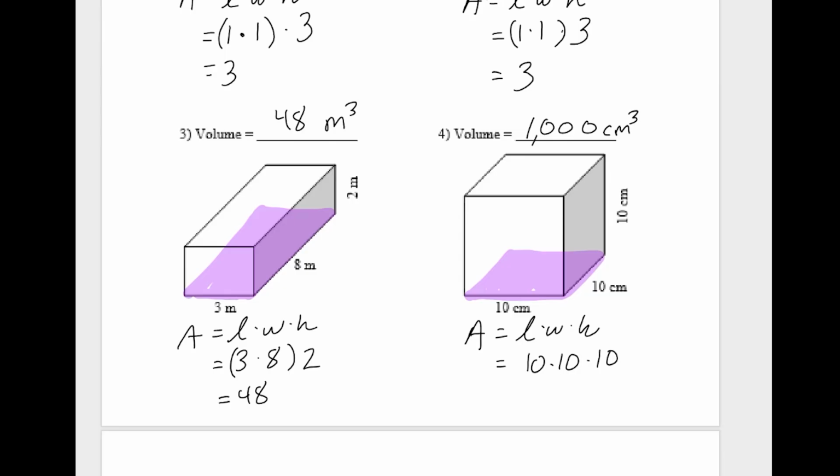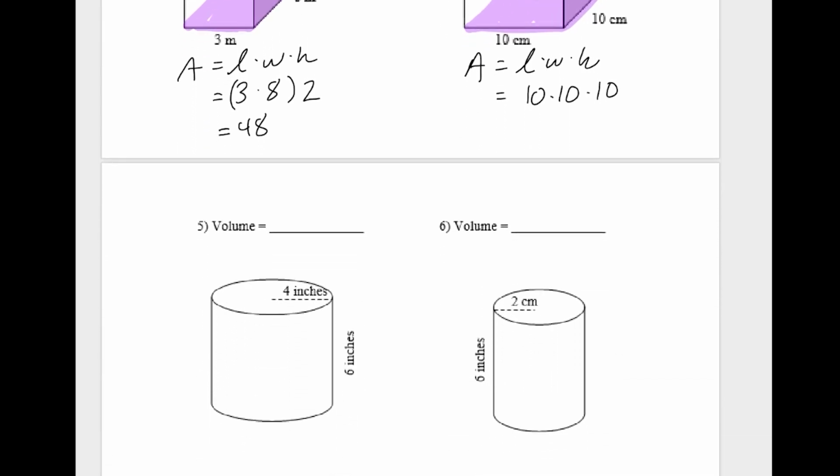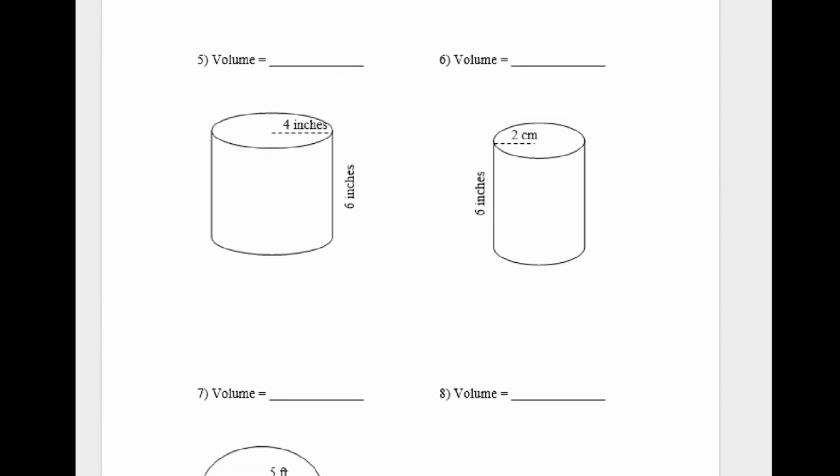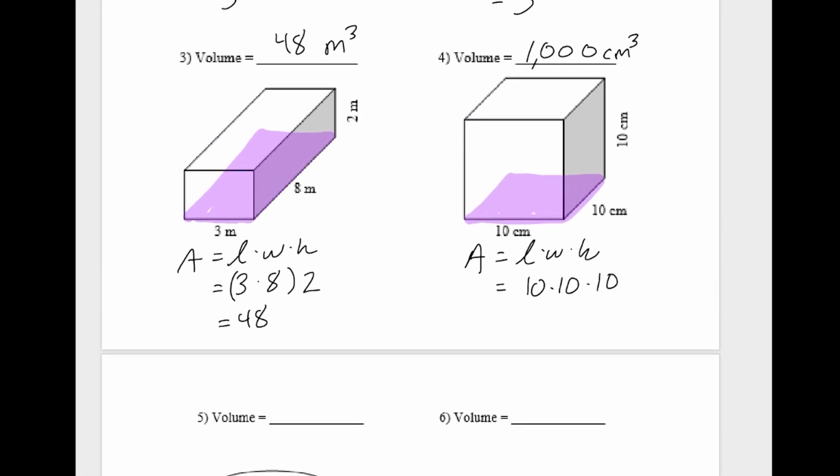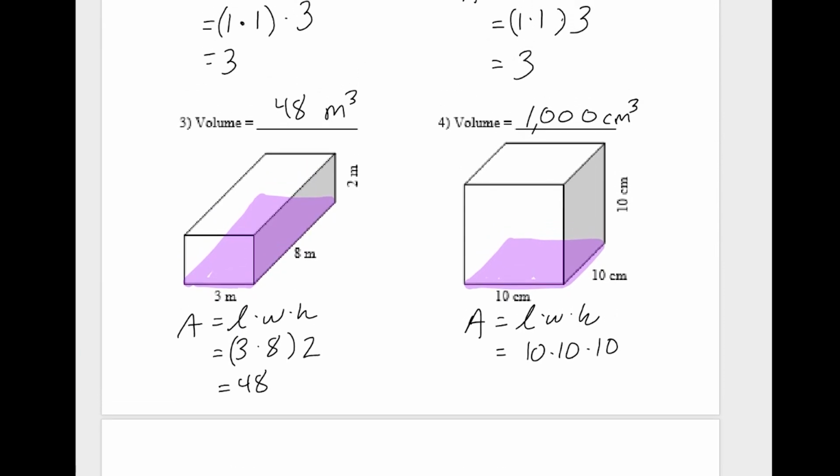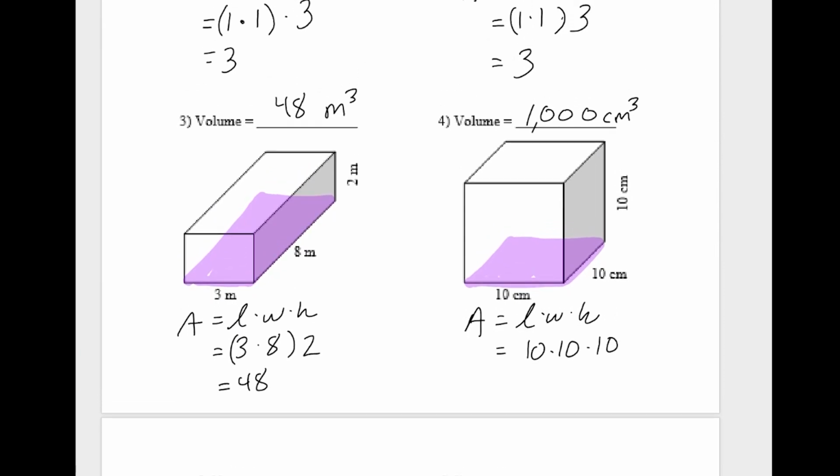Any questions so far? And when we find the volume of a cylinder, we're going to do pretty much the exact same thing, but the area of the base is different. Yes, ma'am? The answers for the volume? Yeah. So for volume, is it always to the power of 3? Yes, the units will always be cubic units because they're 3-dimensional.